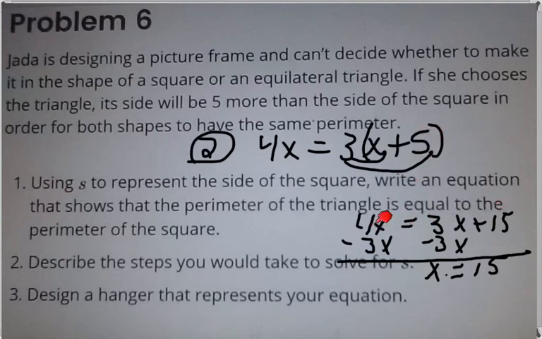Now I get the x on one side because it's on both sides of this equation. To get the x on one side, I'm going to subtract 3x from here and subtract 3x from here. On this side, I'll have 1x left because 4x take away 3x is x. And on this side, I'll have no x's left, but I still have the 15. Therefore, x is 15. What I know now is that the length of the square sides, in order for them to have the same perimeter, would be 15.